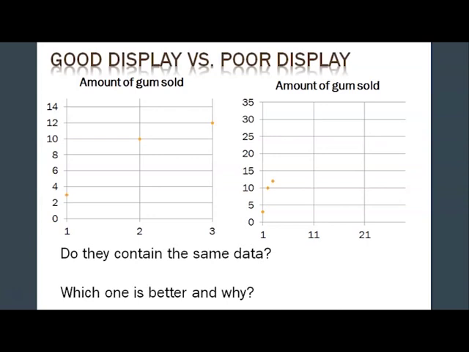Does this have the same data? All right, so our first data point here is 3. There's 3. That's 2. There's 3. It looks like 3 to me. This one's 10. There's 10. There's 10, and then this one is 12. There's 12. So it is the same data. So go ahead and where it says, do they contain the same data? You want to write yes, they contain the same data.